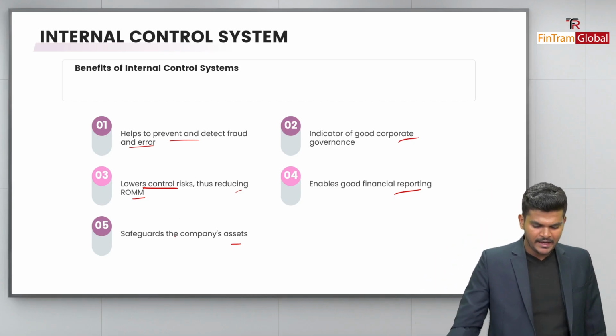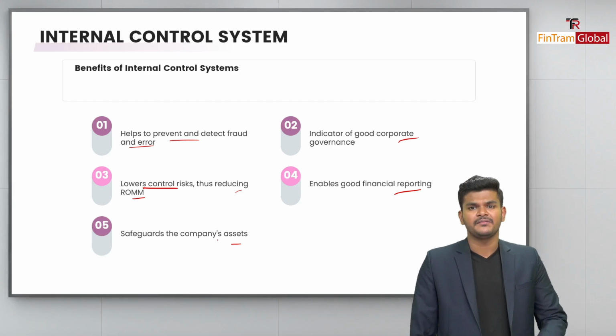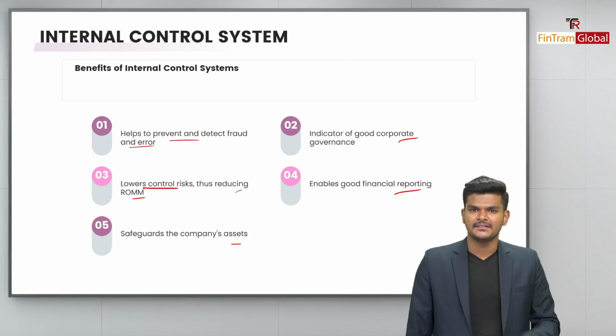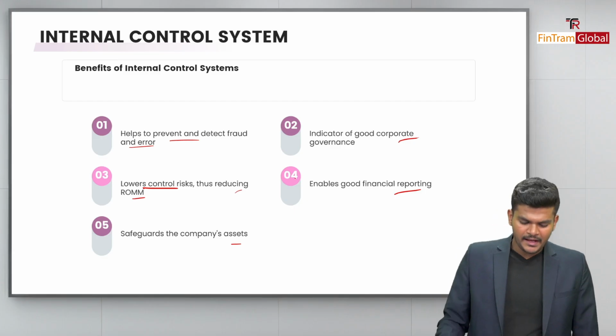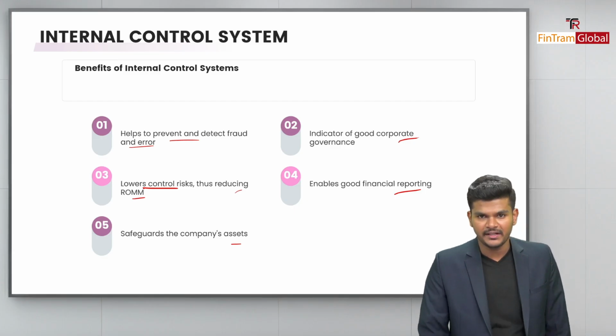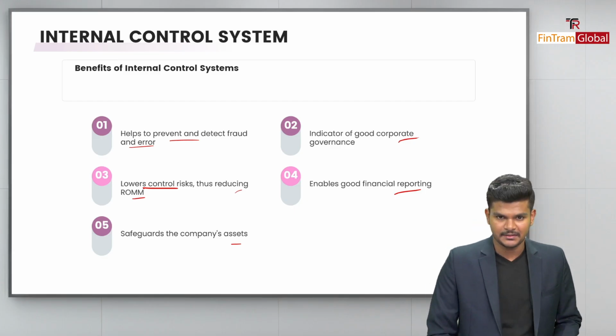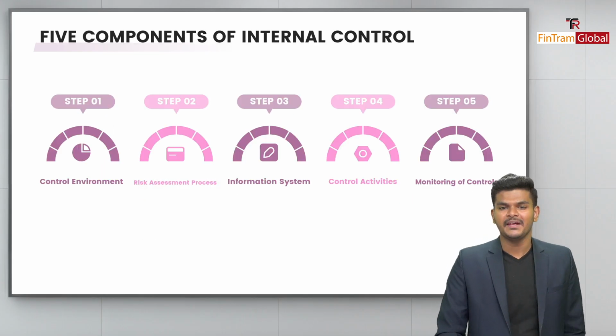Okay, folks, and well, safeguard of the company's assets. It prevents fraudulent activities like misappropriation of assets and stuff like that. And then it is an indicator of good corporate governance as well. And of course, it enables good financial reporting as well because there won't be any misstatements as such, right? So that's basically why we implement internal control systems.